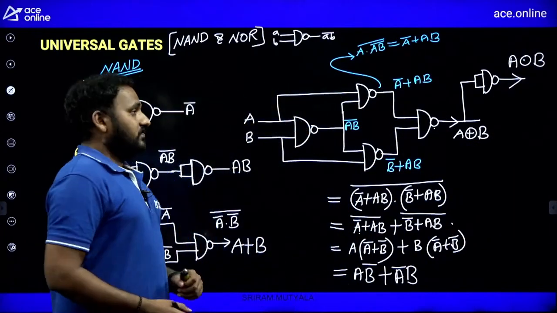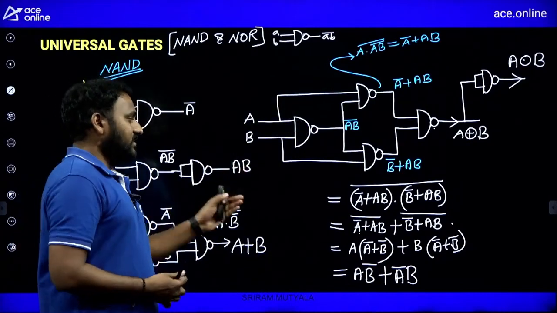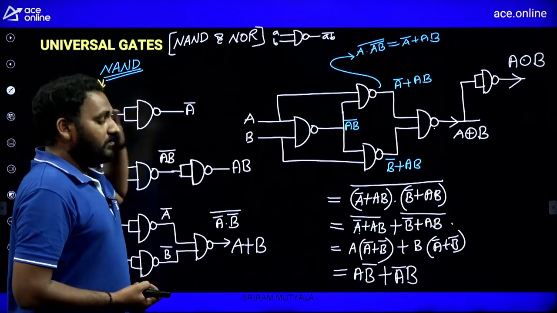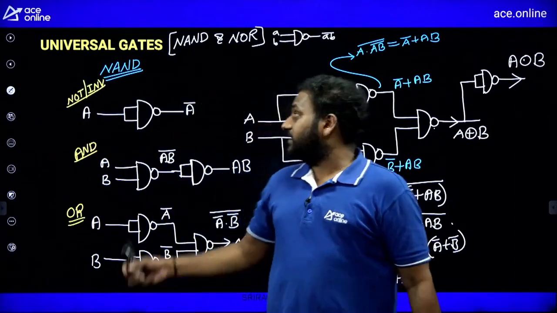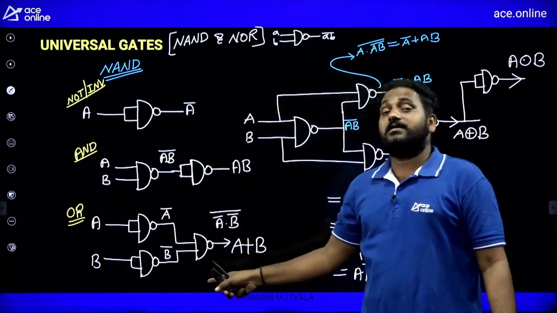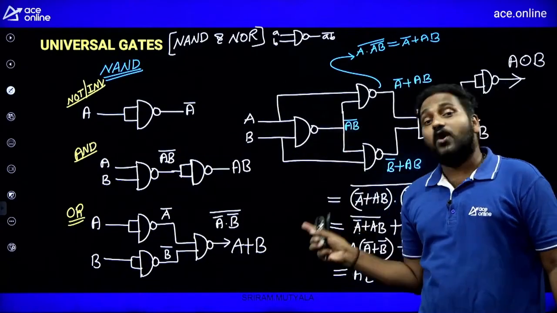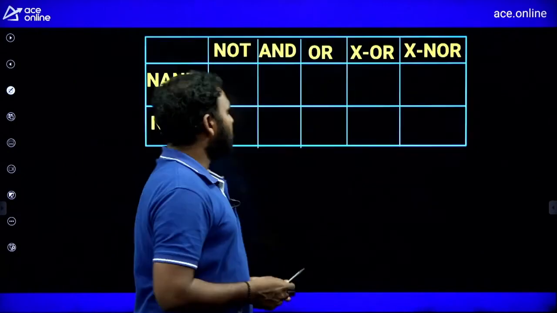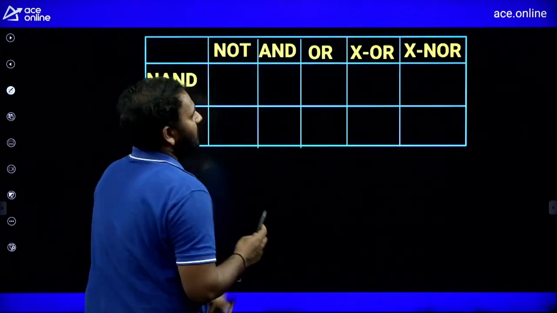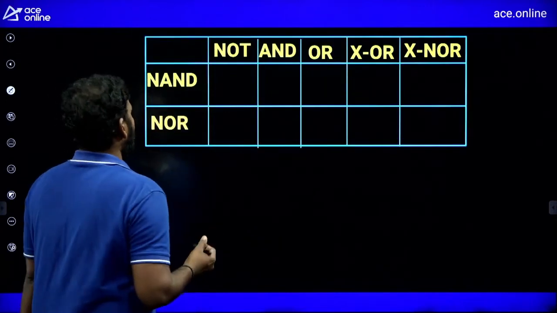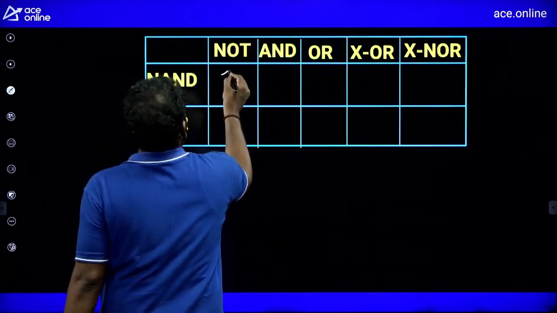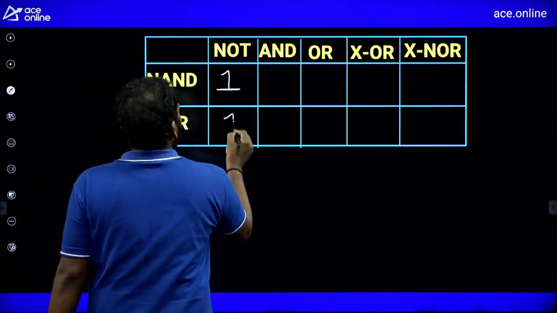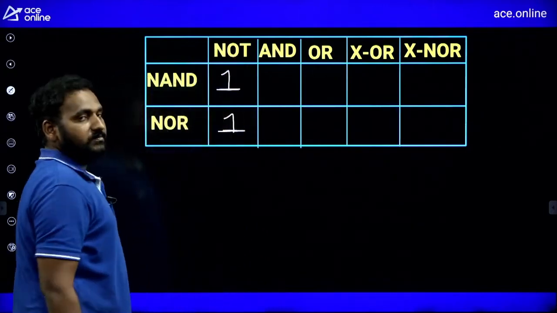But here they don't ask you the proof, relations and all, they are simply asking you the number. Minimum number of NAND gates required to implement a NOT gate 1, AND gate 2, OR gate 3, XOR gate 4, XNOR gate 5. Similarly, number of NOR gates required. This table can definitely help you. Number of NAND gates to implement one NOT gate is 1. Even NOR gates also 1 for the NOT gate implementation.